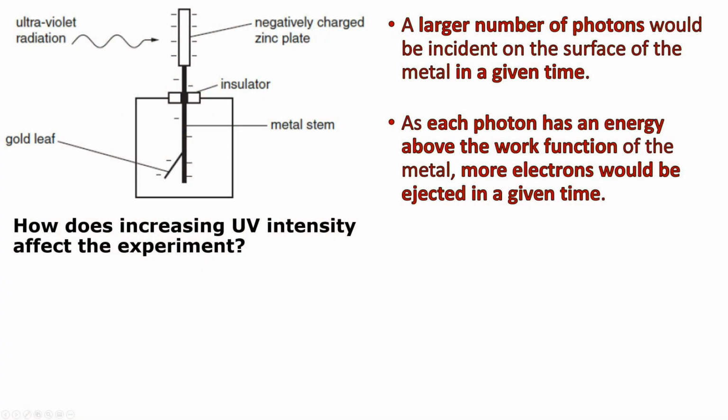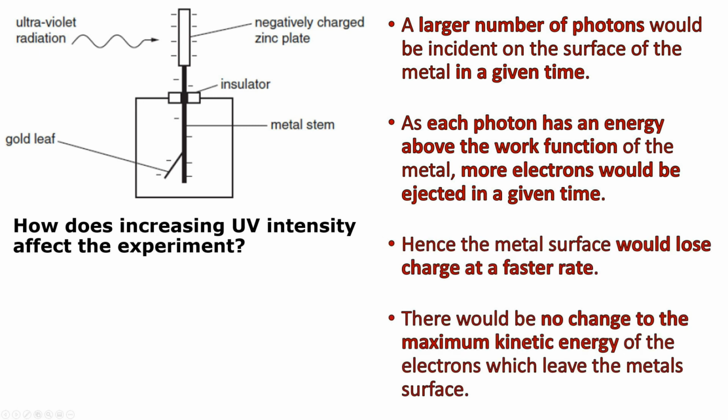However, it will increase the number of photons. Each photon has an energy above the work function, although it's the same energy as it would be for a dim beam. So if it's a one-to-one interaction and there's more photons, that means we'll get more electrons and the metal surface would lose charge at a faster rate. But because the energy of each photon hasn't changed, the energy of each electron will remain the same.